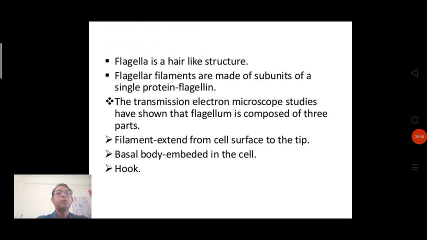So here we stop with this discussion of pili, fimbriae and flagella. Watch this video two times to understand the concept of locomotory and non-locomotory organs in bacteria.